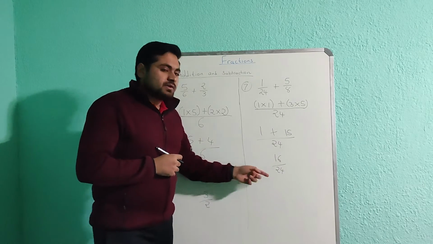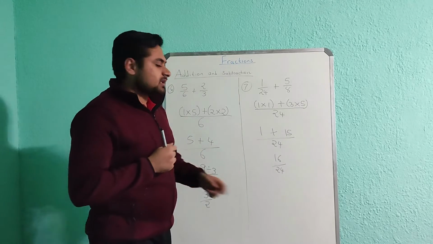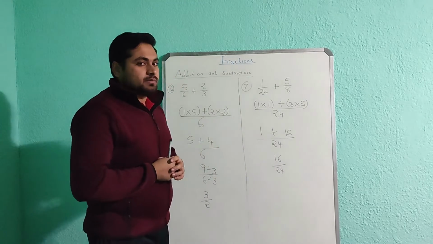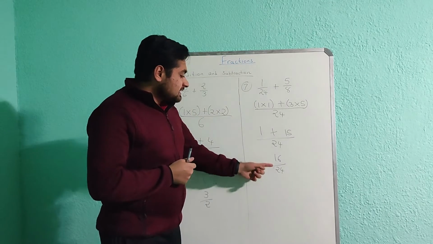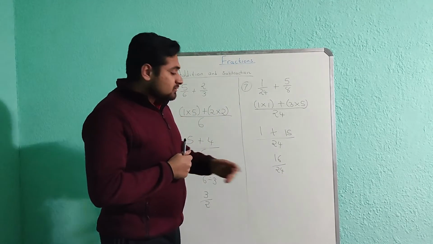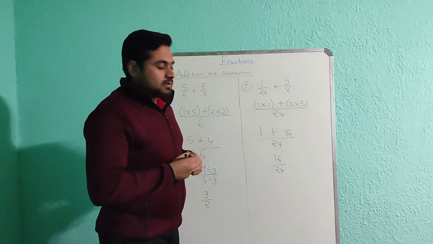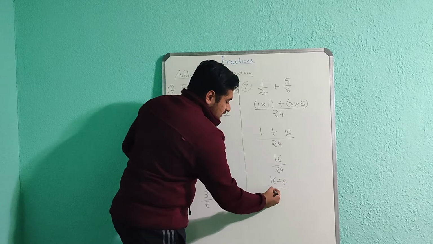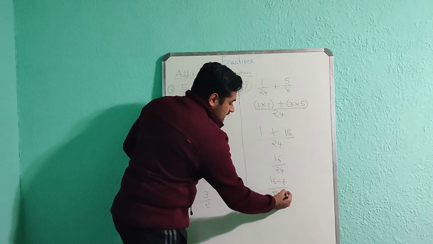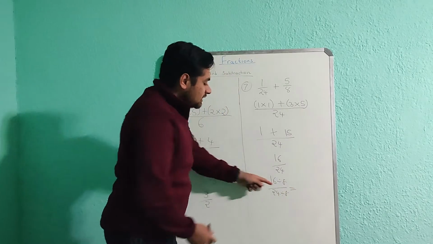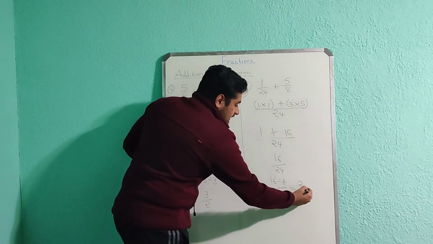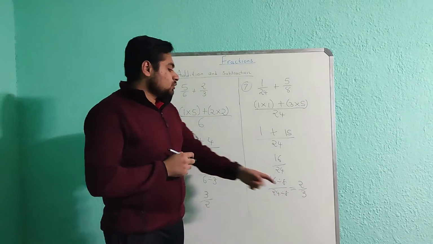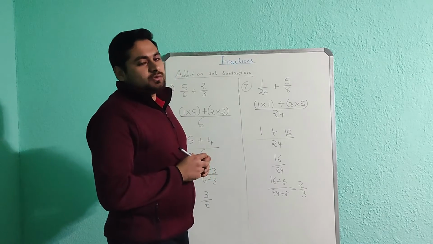Now we can see both are even numbers, so there should be a common number that divides both. What is that number? The number that can divide both 16 and 24 is 8. So the greatest common divisor between the two is 8. Therefore 16 is divisible by 8 and 24 is divisible by 8. So how many times can 8 go into 16? 2 times. And how many times can 8 go into 24? 3 times. Therefore our answer is 2 over 3. Let's move on to the next solution.